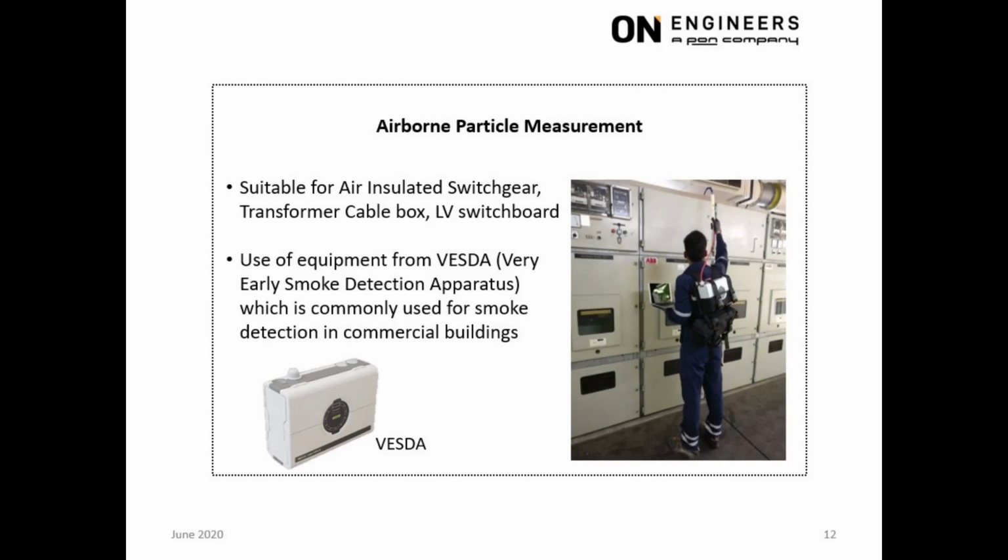This slide is about the use of airborne particle measurements to detect problems inside an AIS, cable box of transformers, and LV switchboards. Localized hotspots will burn off insulation and will release particles into the surrounding air. These airborne particles will be small and not visible to the naked eye. Time to failure will be soon if a large quantity of airborne particles is detected.